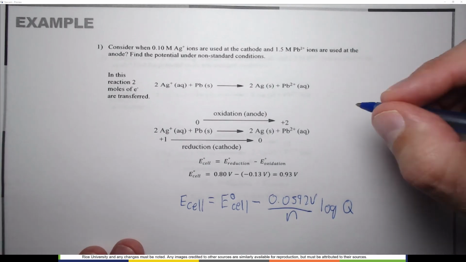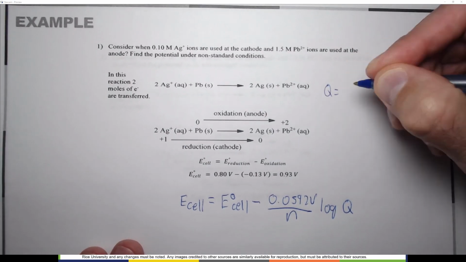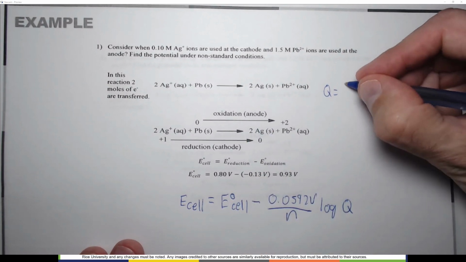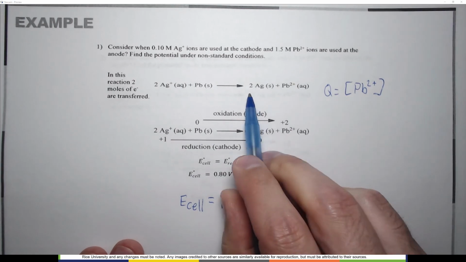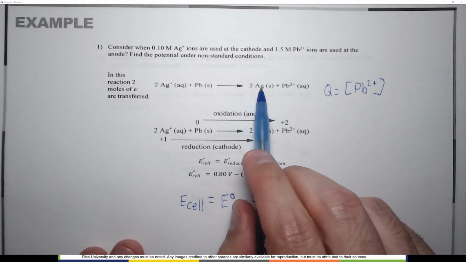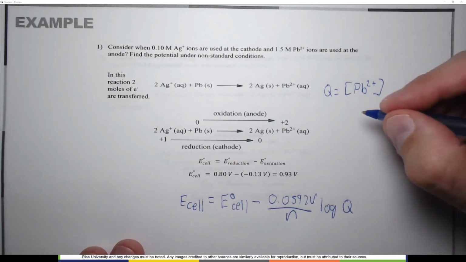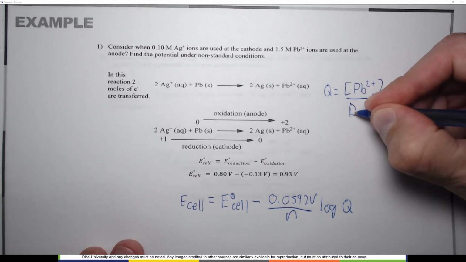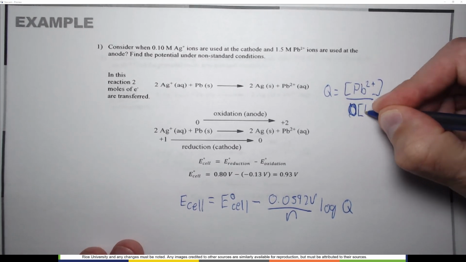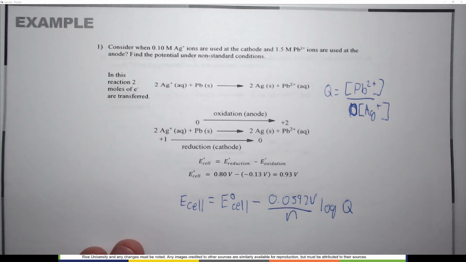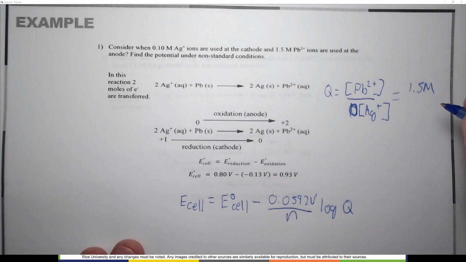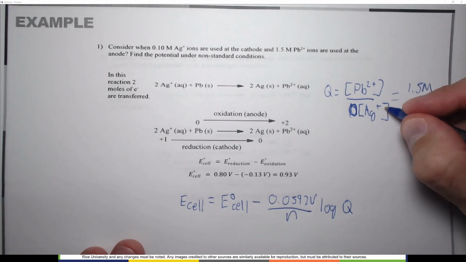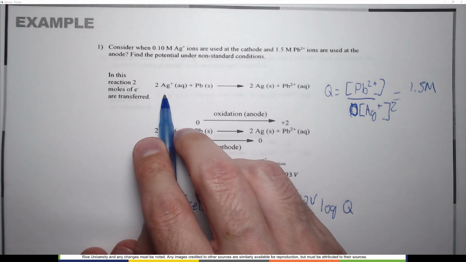So what about Q? Well, Q equals products over reactants. In this case, it's the concentration of Pb2+ over the concentration of Ag+. Notice we leave the silver out. Why? Because silver is solid. So for Pb2+, in this case, it's 1.5 molar. And I forgot here, the Ag+ should be squared because there's 2 of them.